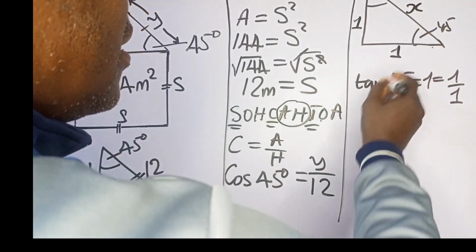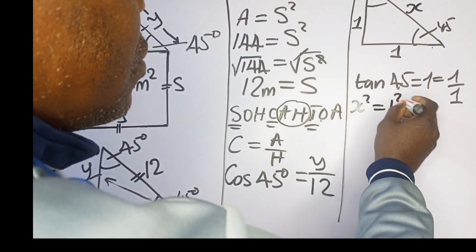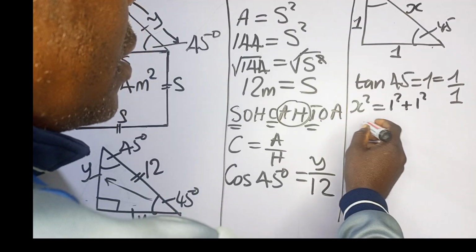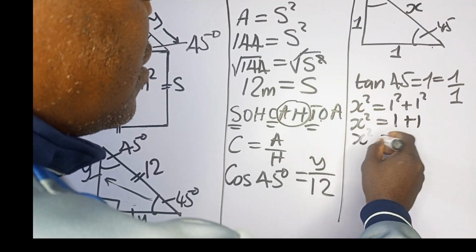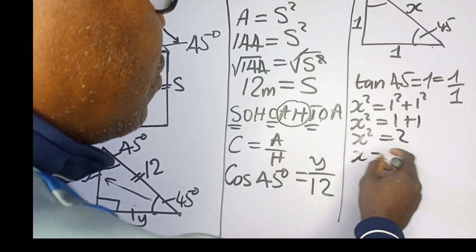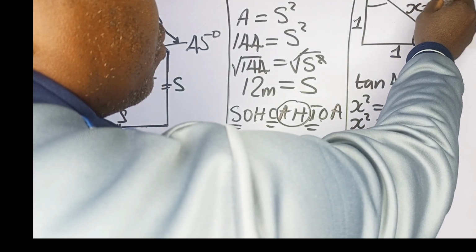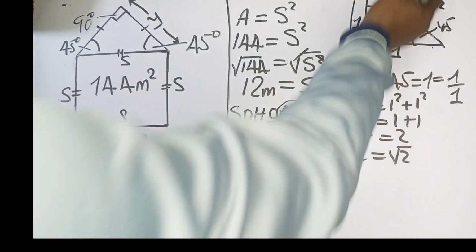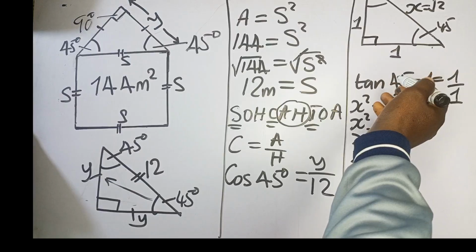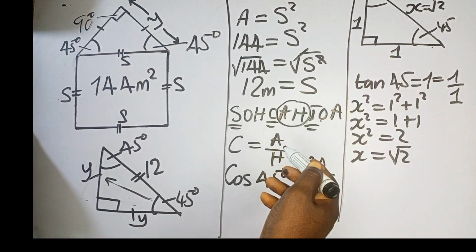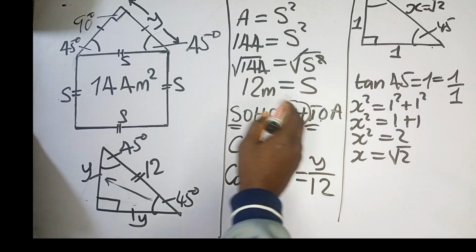If we call this x, then from the Pythagoras theorem, the hypotenuse squared is equal to the sum of the squares of the other two sides. So we have x squared is equal to 1 plus 1. So x squared is equal to 2. To get the value of x, we take square root of both sides. So this side automatically is root 2. Now, with this right angle triangle complete, we can tell all the trigonometric ratios of the angle 45 degrees. We can tell for sine, we can tell for cosine, we can tell for tangent.